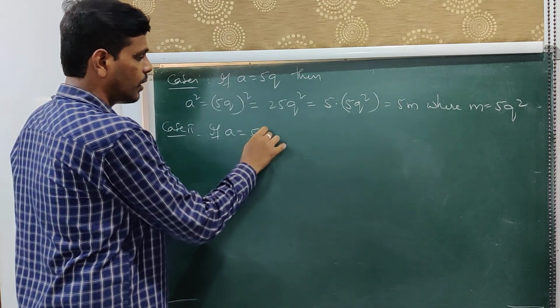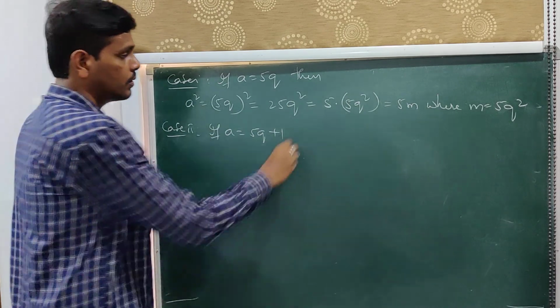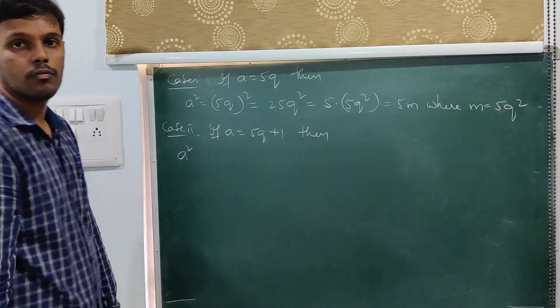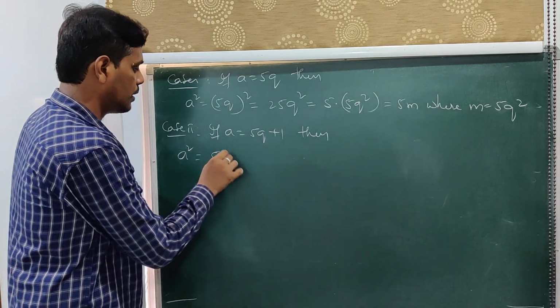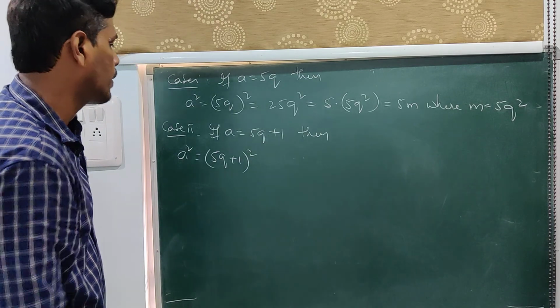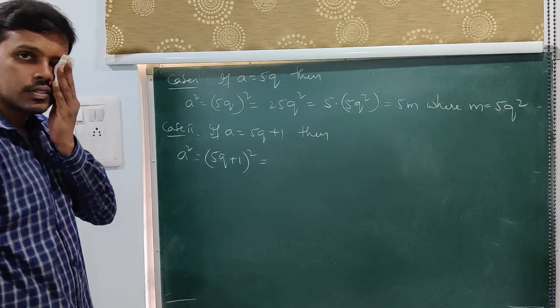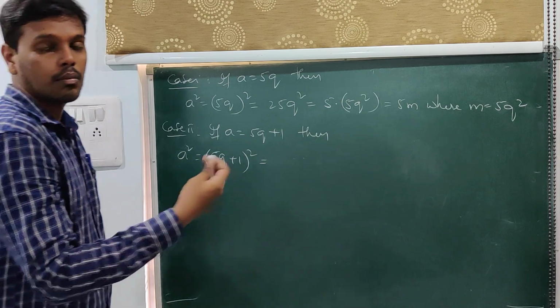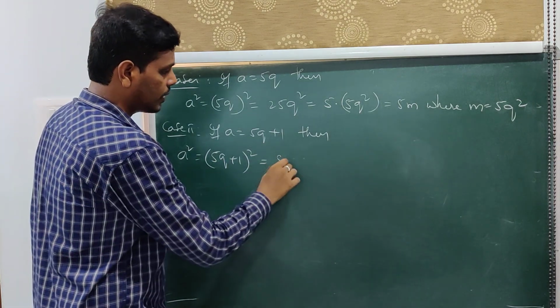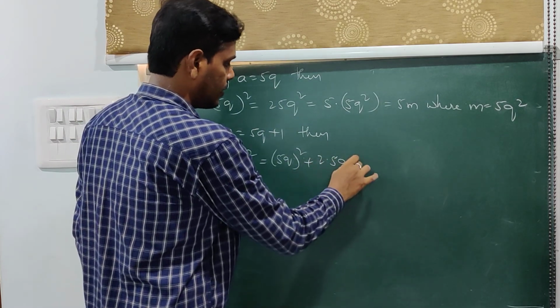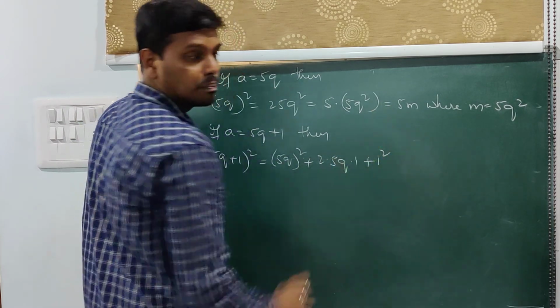If a is equal to 5q plus 1, then again we try to identify what is the form for a square. So that is 5q plus 1 whole square. So a plus b whole square is a square plus 2ab plus b square. That is what I write: a square plus 2ab plus b square.